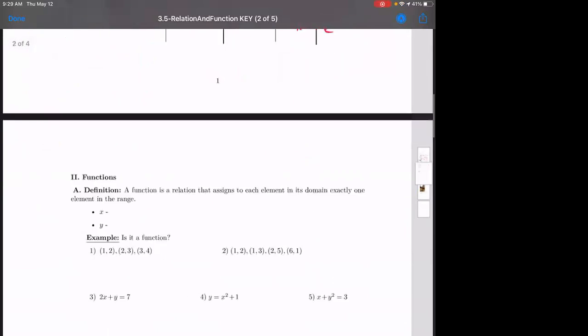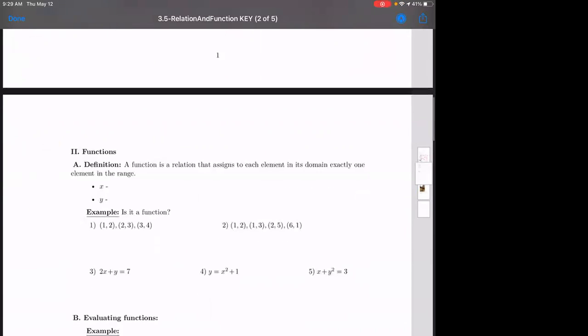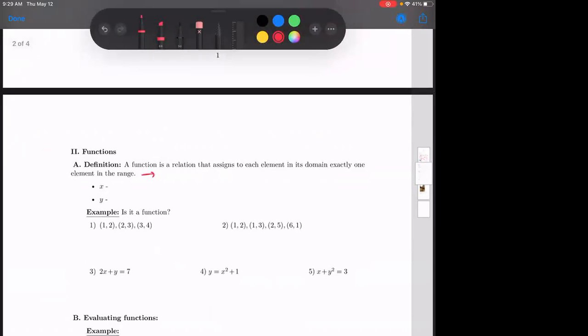However, function is a bit pickier. A function is a relation that assigns each element in its domain exactly one element in the range. So all that formal definition means x cannot be repeated. That's what it meant. Cannot be repeated, right? If x is repeated, it is not a function. It could be a relation, but it's not a function.